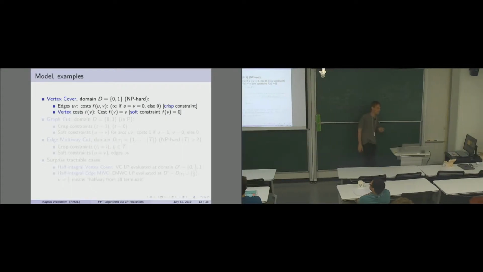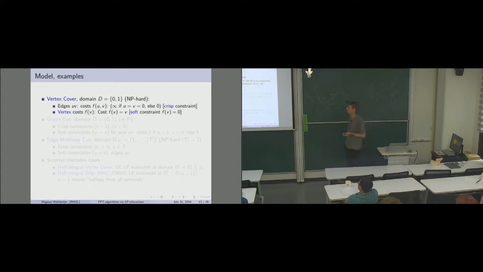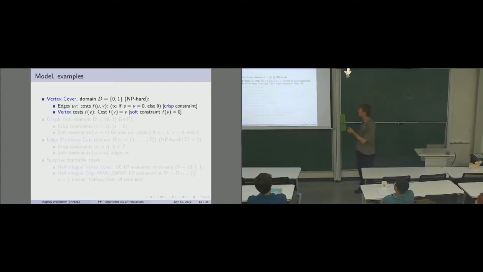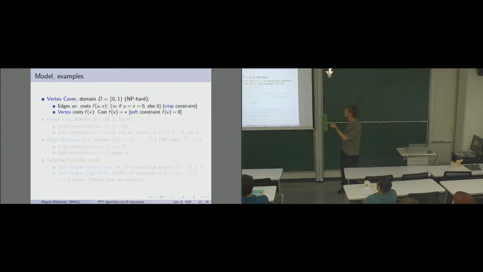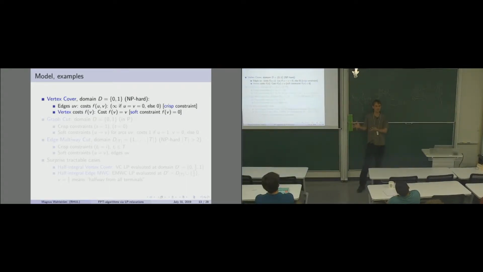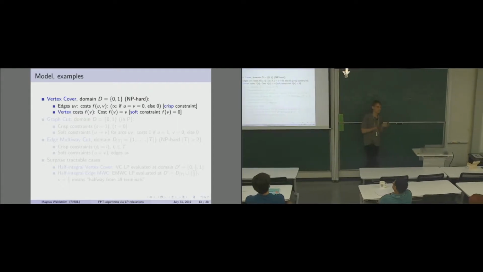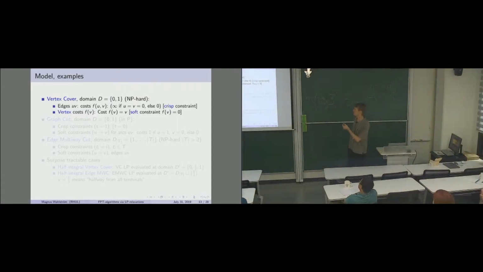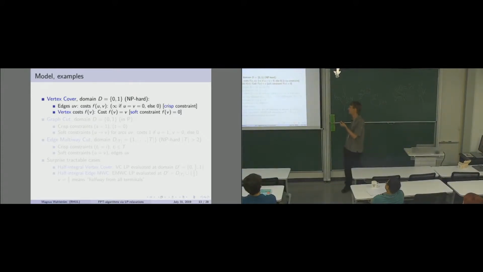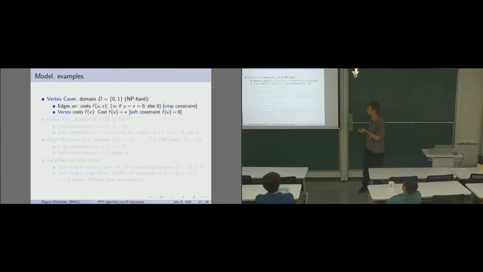Vertex cover can be defined as the VCSP with domain 0, 1. Edges cost infinity if both endpoints take 0, otherwise they cost 0. Saying you have to have every edge covered by a vertex, otherwise you cost infinity. And a single cost which says the cost of vertex v is the value of vertex v, either 0 or 1. So the first one is called a crisp constraint because you're not allowed to break it. The second one is a soft constraint, saying it wants all variables to take the value 0, but you have to pay a little bit to break them.